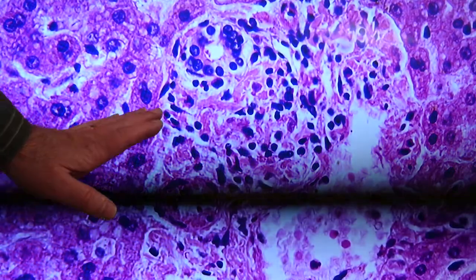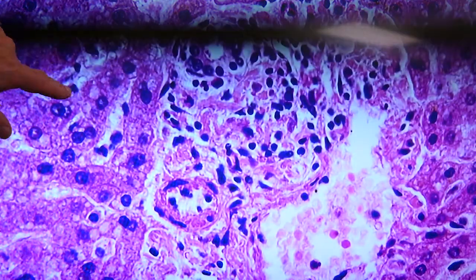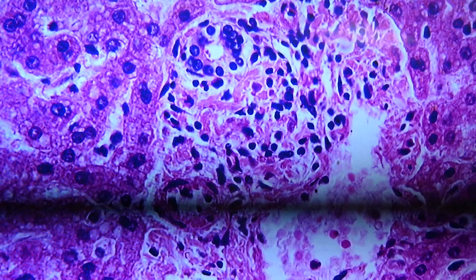Outside of that, these are all hepatocytes, sinusoid spaces, the white spaces, and the darker cells with the nice round nuclei. These are all hepatocytes.